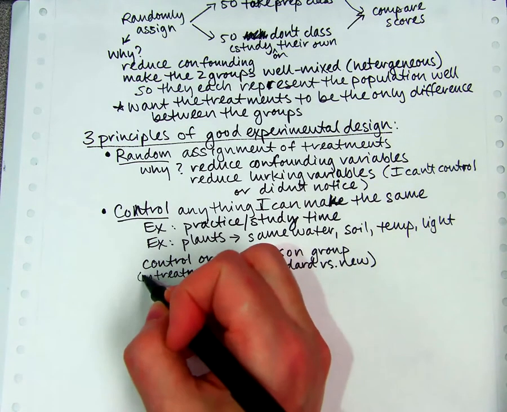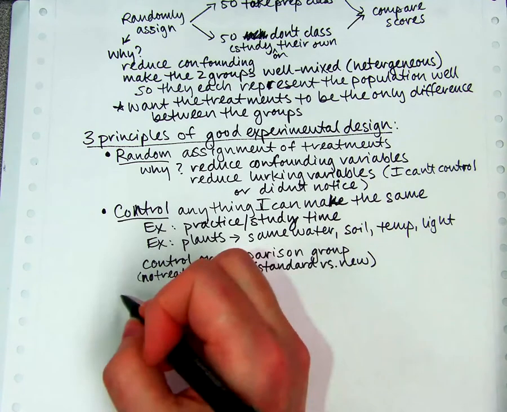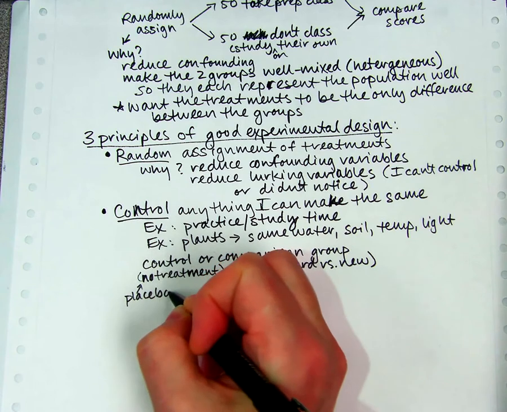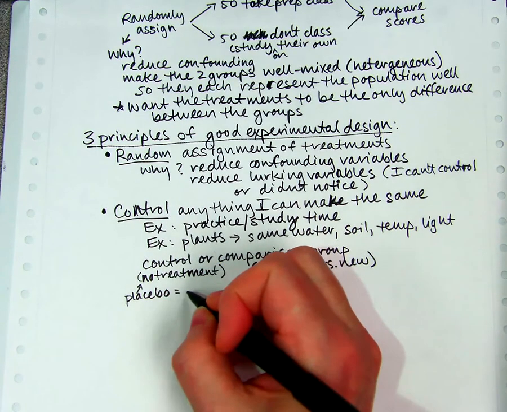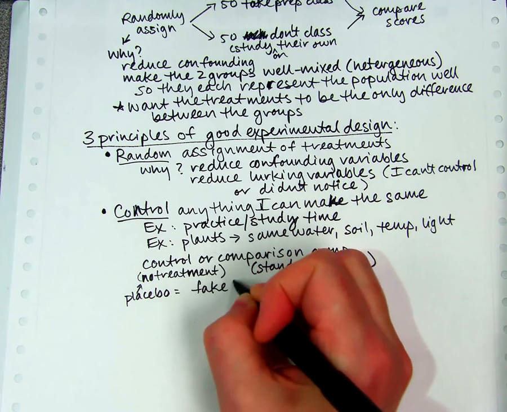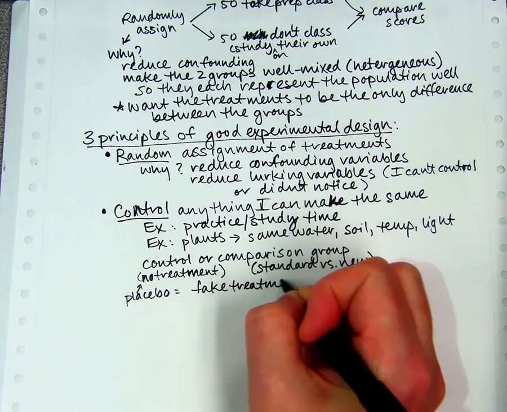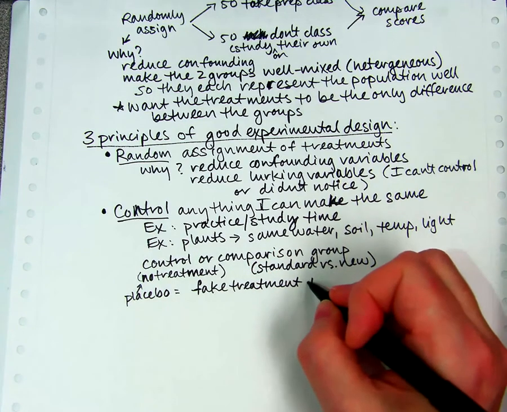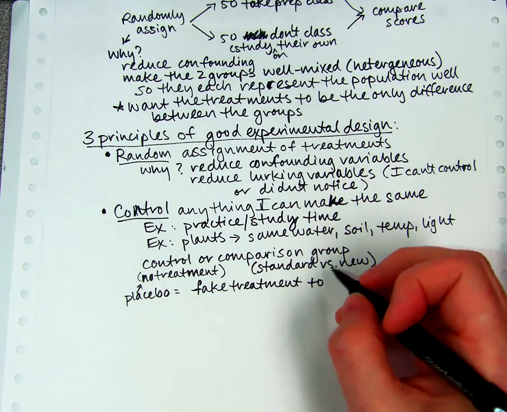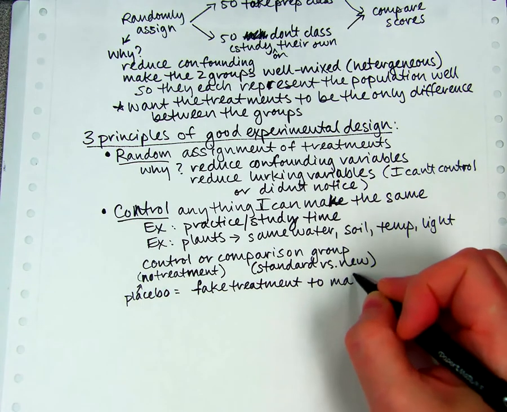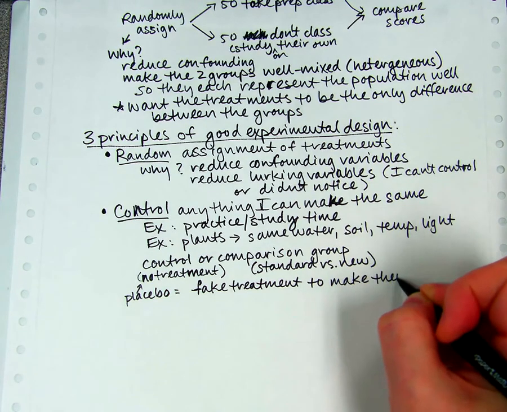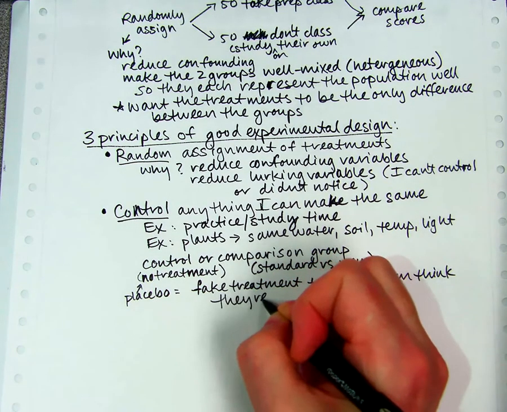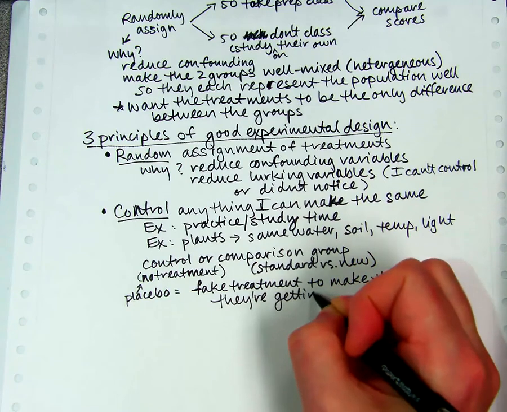And this no treatment thing, if you're dealing with people, it's very common to give them what's called a placebo, which we'll talk about some more in another set of notes also, but I'll mention it today. It's a fake treatment that makes them feel like they're getting something even when they're not, to make them think they're being treated, and there's some psychological consequences of that. Usually it's a pill with no medicine in it.